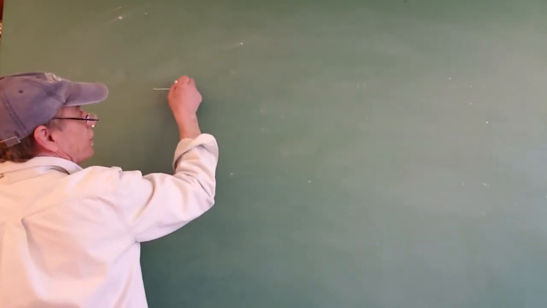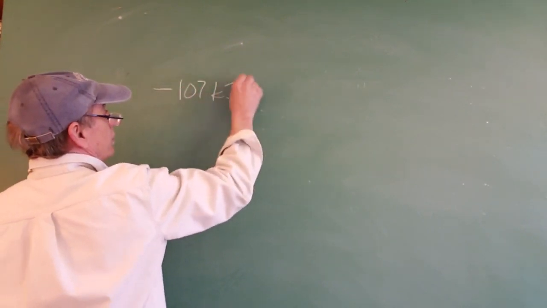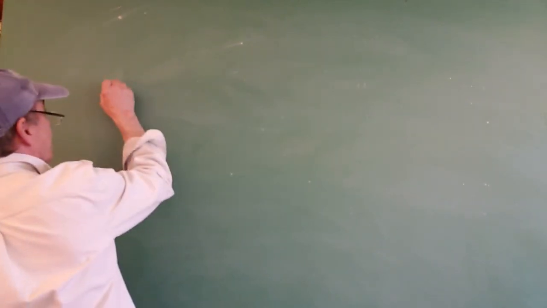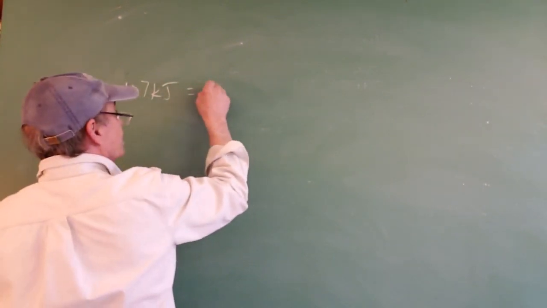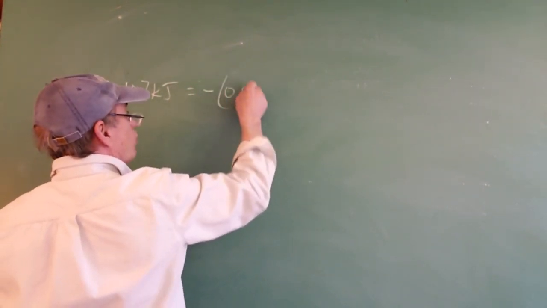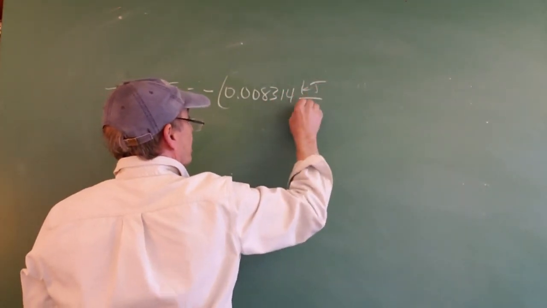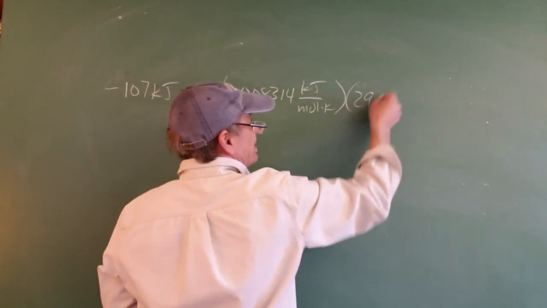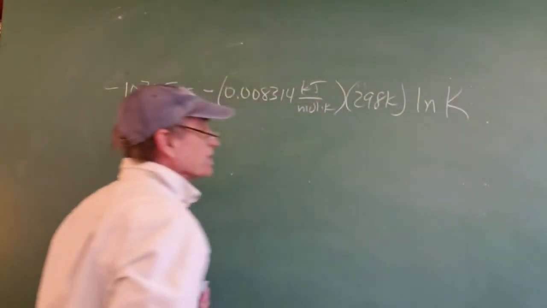We know that delta G is negative 107 kilojoules. I'm going to have to move this over a little bit. This is going to be long. So minus 107 kilojoules is going to be equal to negative R, 0.008314 kilojoules per mole K, times the temperature, 298 K, times the natural log of the equilibrium constant.